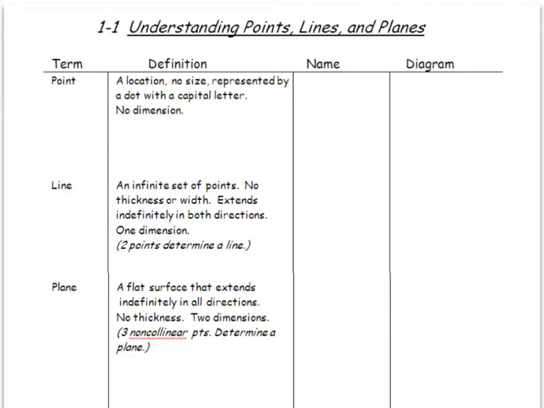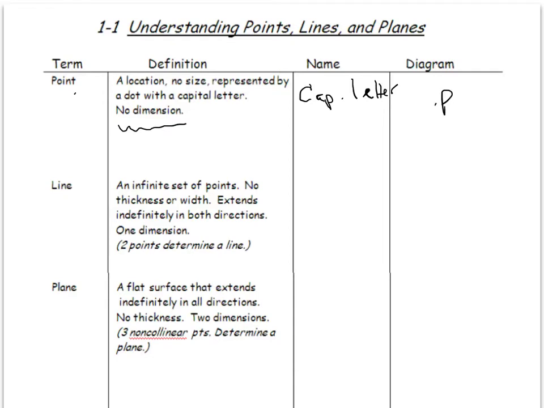We're going to start with just something simple, a point. Let's turn on our pen here so that I'm not moving stuff around. A point is just simply a location. It has no size. It's represented with simply a dot and a capital letter. One thing to remember is that there's no dimension for a point. So we need a capital letter. For instance, let's say we're talking about point P. It will look like that, my capital letter P.